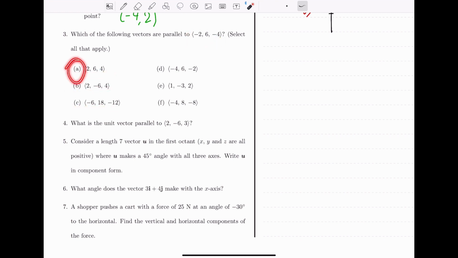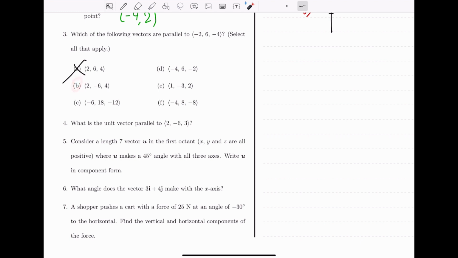So take a look at letter A here. Can we obtain letter A by multiplying the original vector by a scalar? Well, I have negative 2 as the x component, and I have positive 2 here. So I just have to multiply by negative 1. But if I multiply the middle component by negative 1, I get negative 6. This one's not going to work. So letter A is not a scalar multiple of negative 2, 6, negative 4.